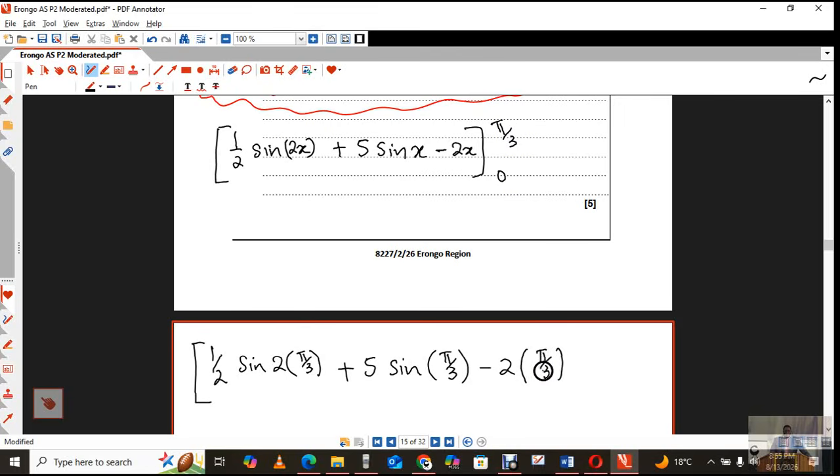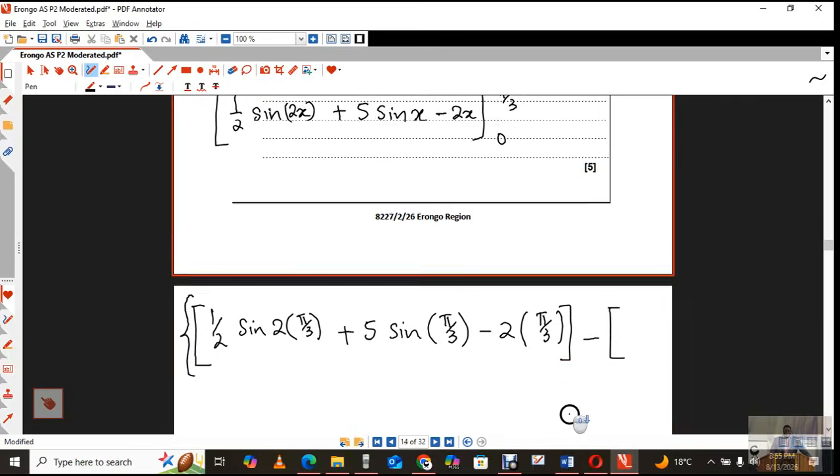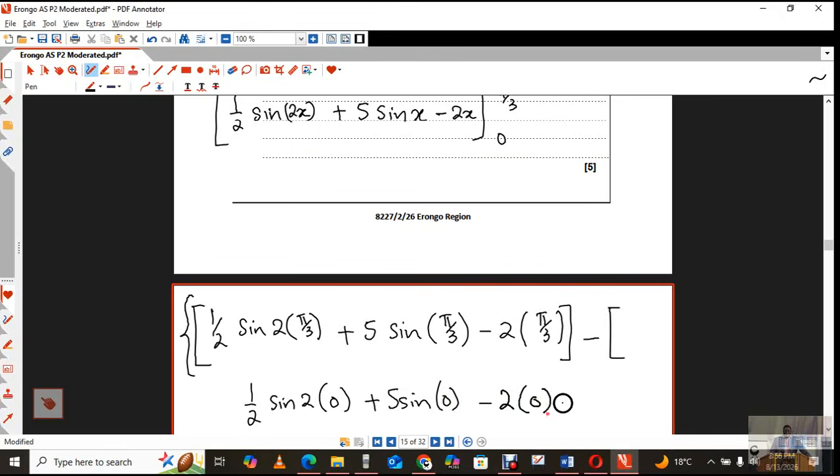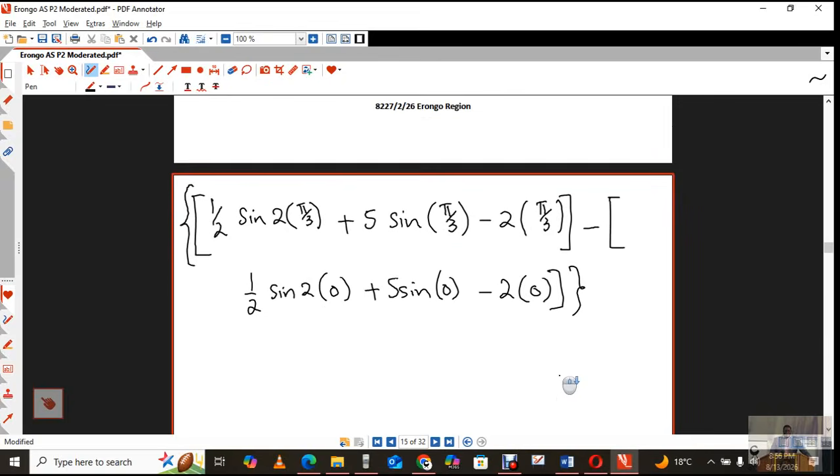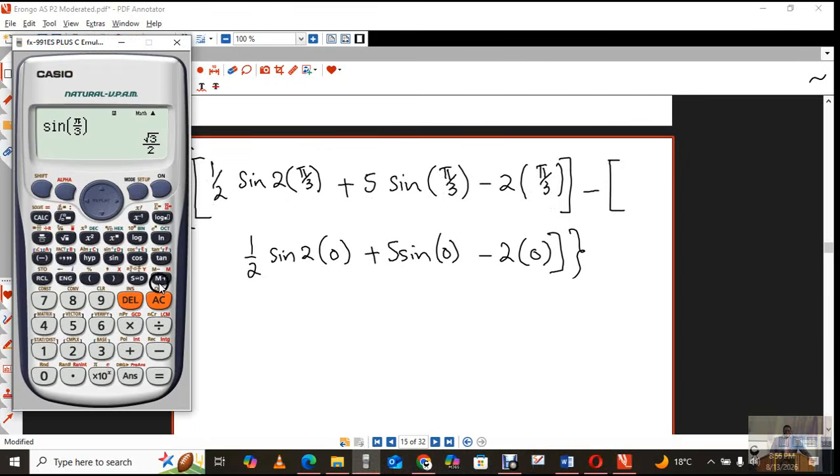Can you see that? That is obviously, maybe I'm going to say we are going to subtract this minus. I'm running out of space, so I'm just going to write the same stuff, and I must include, you must show the zero. You're going to just assume that everything is going to be a zero, right? So what's coming here is going to be written underneath here, which is a half sine of 2 times 0 plus 5 sine of 0 minus 2, 0. Okay, we need to find that answer. So let's get our calculator and see what we get.